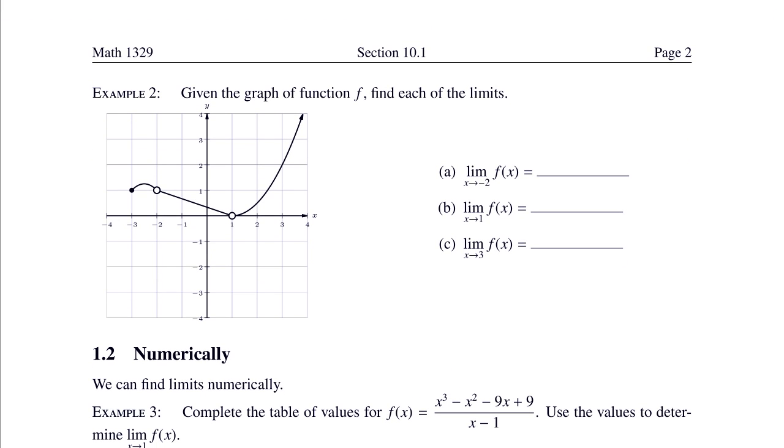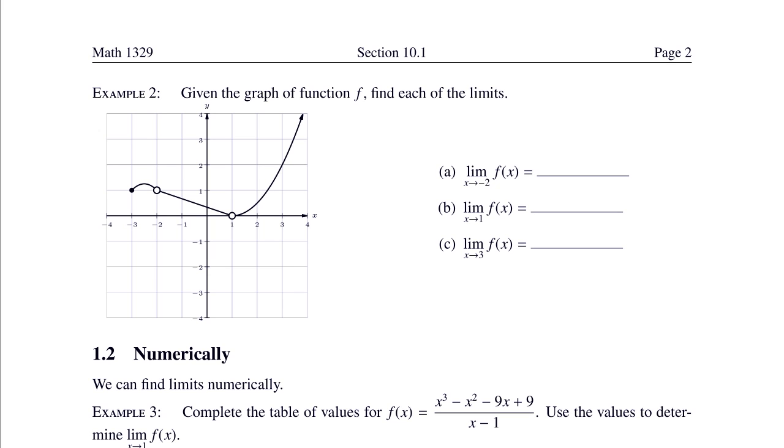Let's look at example number 2. Given the graph of function f, find the limits. I'll do the first one, and then I'll let you work with your partners on the other two. The first one here is find the limit as x goes to -2 of f of x. So we're looking on the graph as x goes to -2.